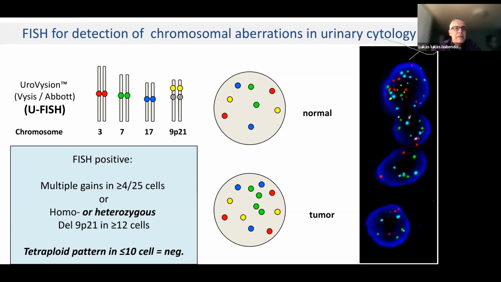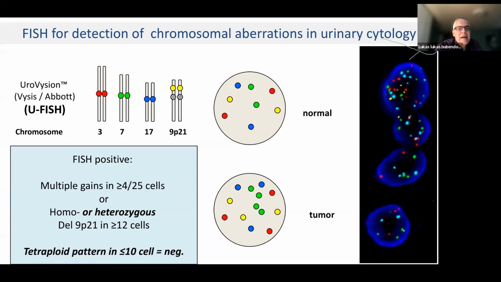So we are looking at 3 different chromosomal probes for chromosome 3, 7, and 17, labeled in different colors, and 1 locus-specific probe, which is 9p21. And in normal cells, of course, you have 2 signals for each of the probes. And if you have a deviation of this normal pattern, it's abnormal. And there are rules or thresholds for when to call a case positive.